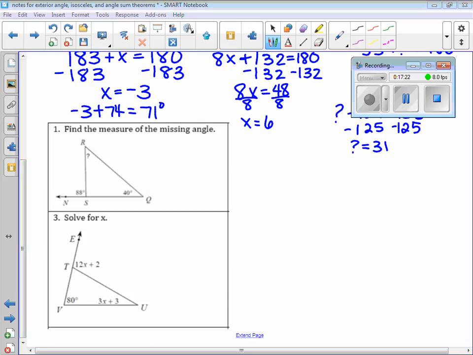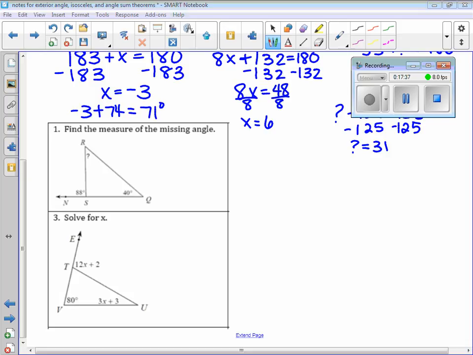Now pause the video and try the next two examples. Okay, you should be ready to check your work.